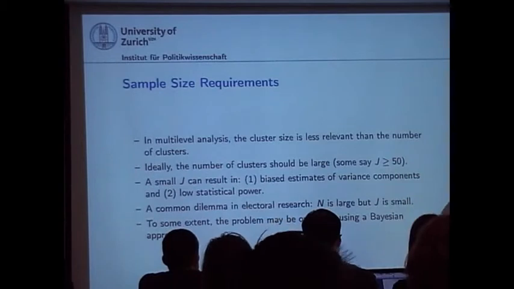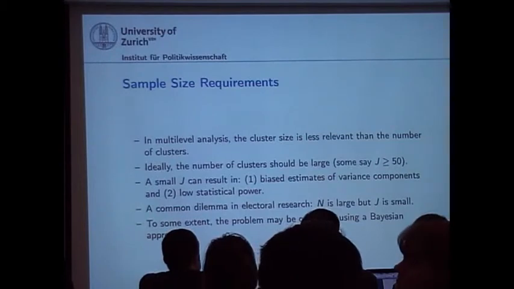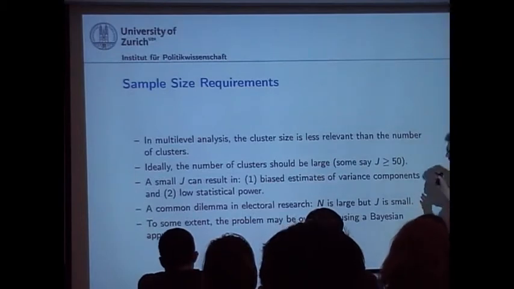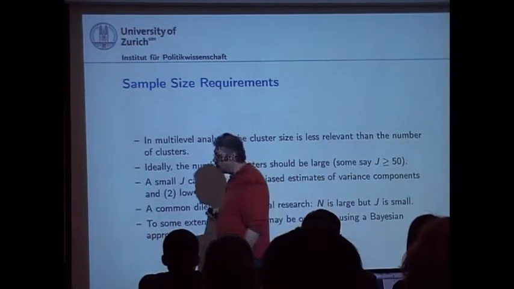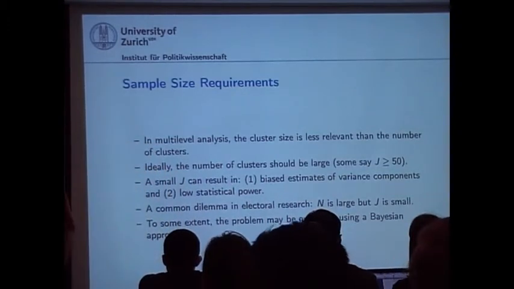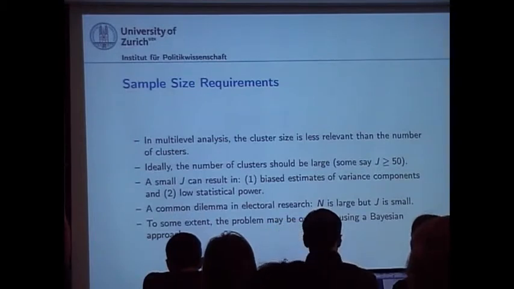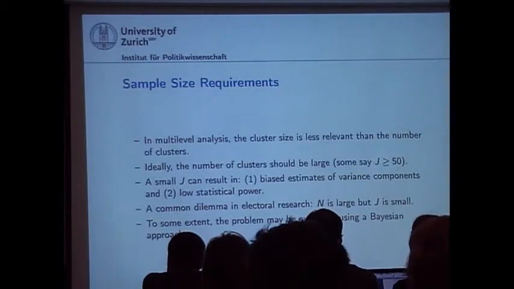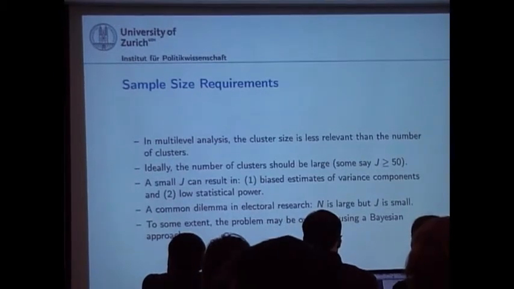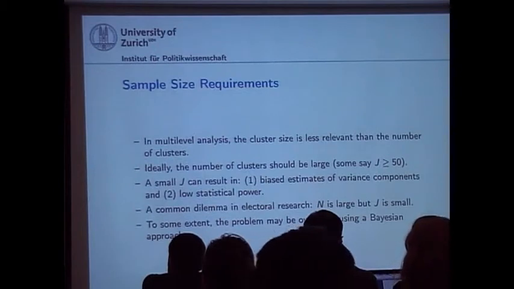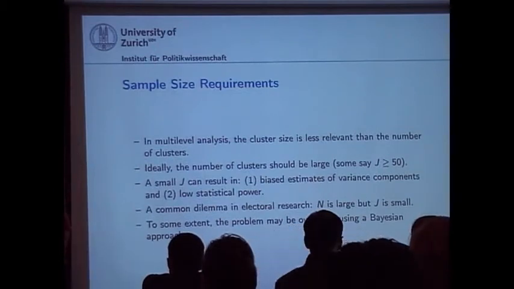But there are some simulation studies that show that if we have a small number of clusters, we can have serious bias in at least the variance components, but potentially also the fixed effects. We also have low statistical power, and probably often have in electoral research, well, we have lots of observations, but not many contexts. What to do? Well, at least there is one suggestion in the literature that says you should become a Bayesian.